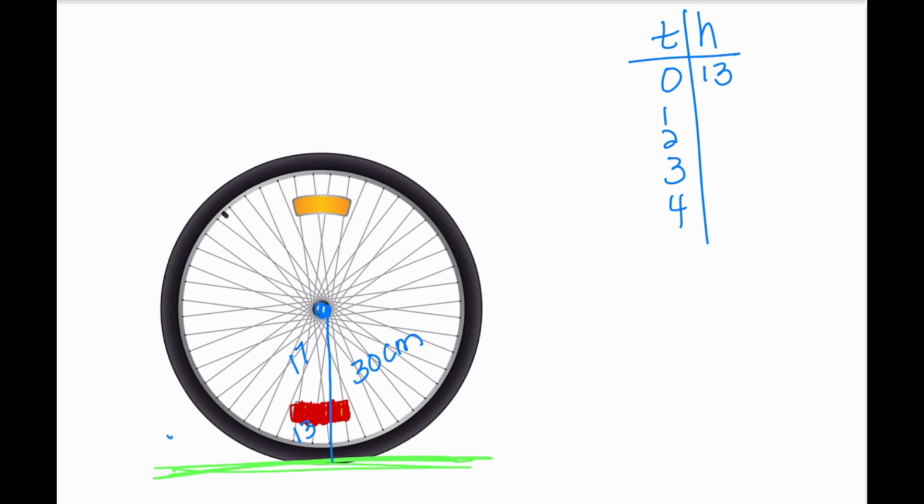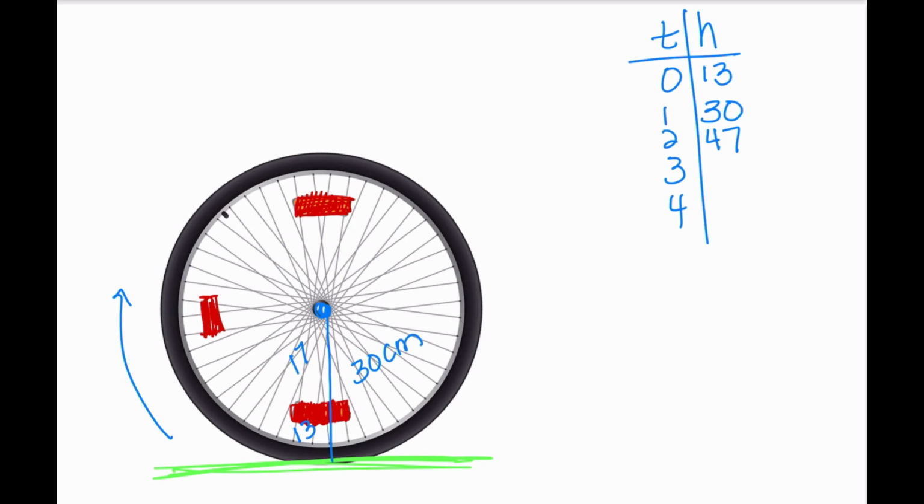After 1 second, since this is moving clockwise, the reflector is going to shift and it's going to be basically right here. At this point, what is going to be the height off the ground? In this case, it's going to be back to being 30. Then the reflector is going to move all the way here to the top. Once it gets to the top, what is going to happen? What is going to be the height? The height is going to be 47.